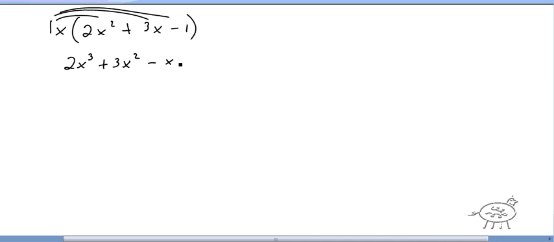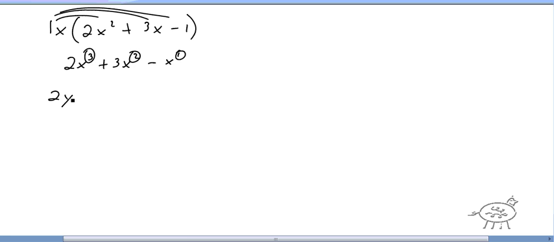And that's your answer. And notice, math fans, this is in descending order. It's biggest exponent to the smallest exponent. It needs to be in that order in your final answer. Okay, so let's try a couple more.